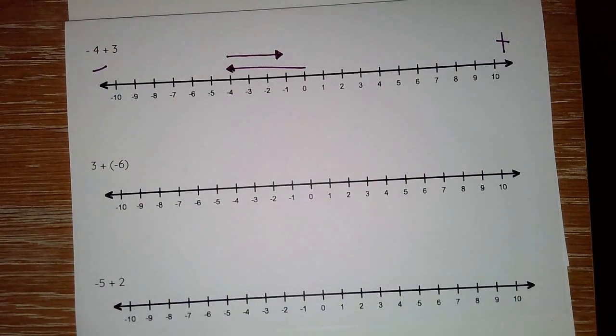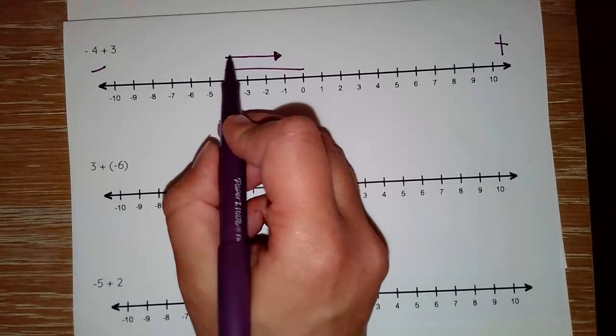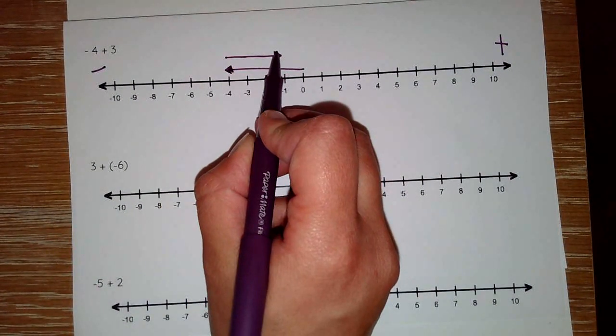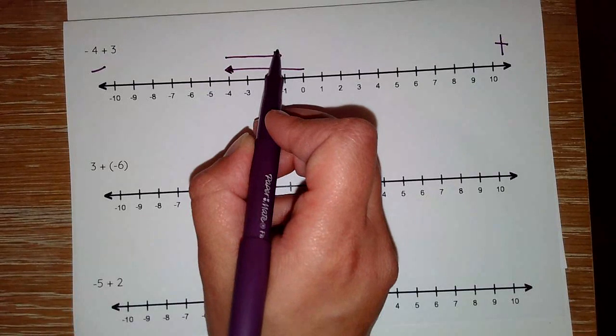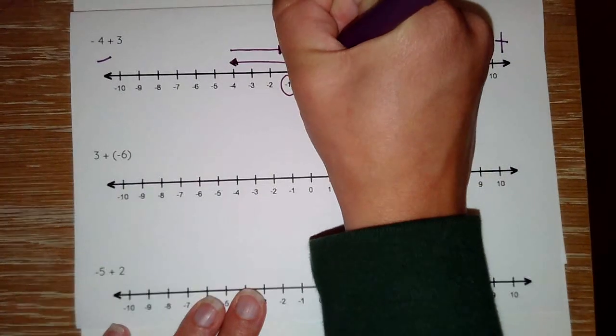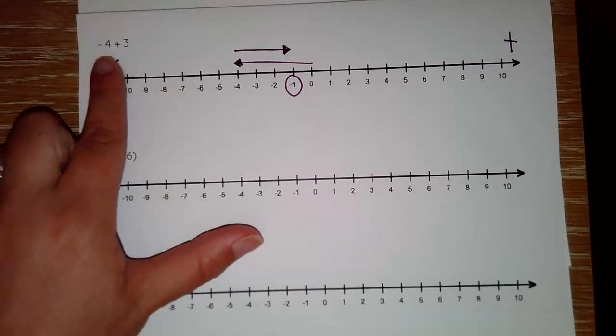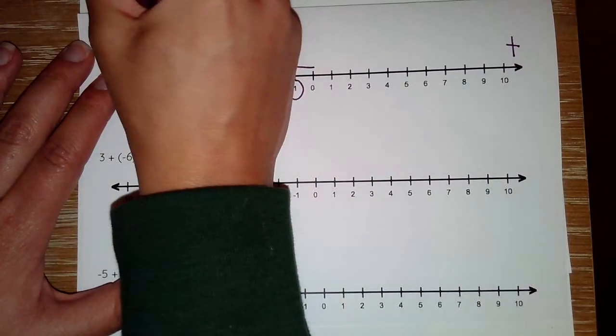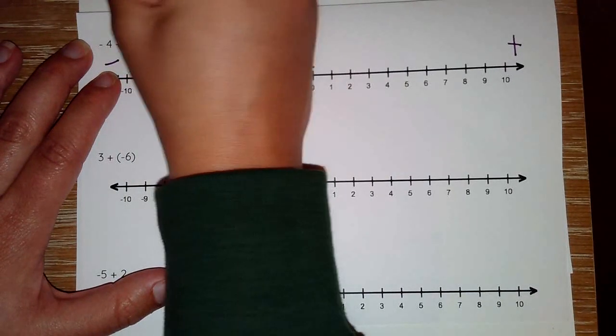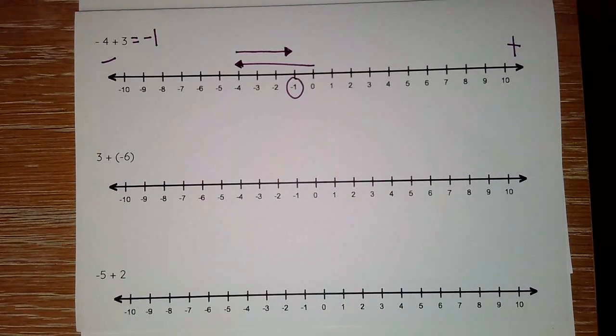Then we've got that 3, that positive 3. We start at negative 4, move 3 spaces to the right, 3 spaces positive, ending at negative 1. Therefore, negative 4 plus 3 equals negative 1.